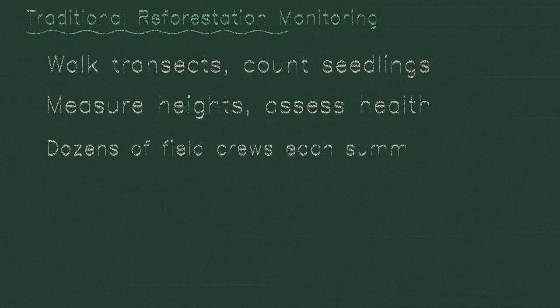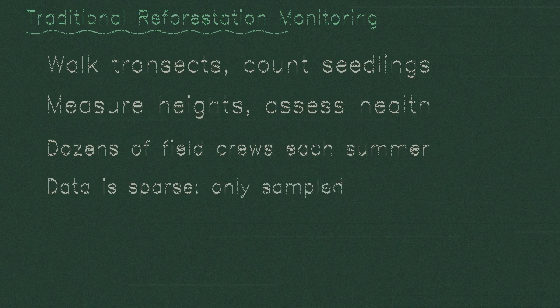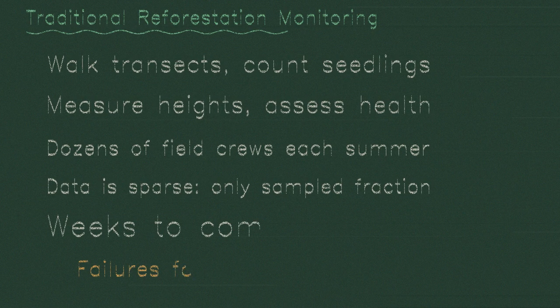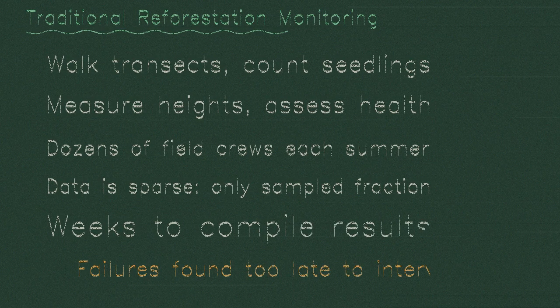For a large forest company managing hundreds of thousands of hectares, this means deploying dozens of field crews every summer. The cost is substantial, the data is sparse, because you are only sampling a fraction of each block, and the results take weeks to compile. If a block fails the stalking survey, you might not know until the next growing season when it is too late to intervene efficiently. So where does satellite imagery fit into replacing or augmenting that workflow?